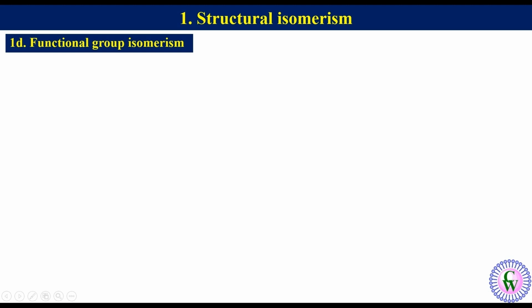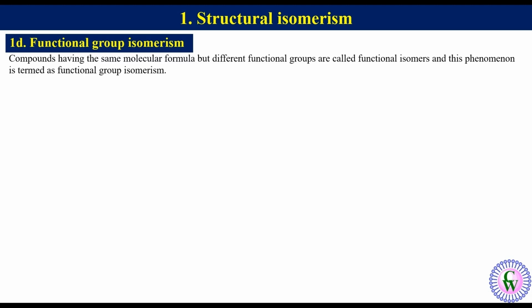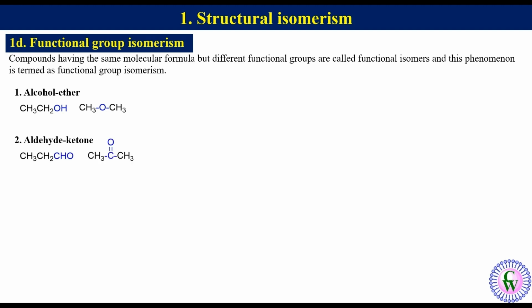Functional group isomerism. Compounds having the same molecular formula but different functional groups are called functional group isomers, and this phenomenon is termed as functional group isomerism. This isomerism is shown between different class of compounds. First is between alcohol and ether. For example, ethanol and dimethyl ether. Second is between aldehyde and ketone. For example, propanaldehyde and acetone.